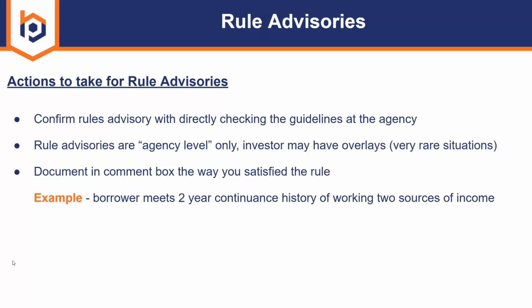Document in the comment box the way you satisfy this rule. For example, borrower meets 2-year continuance of history of working 2 sources of income. Like, where did you look to figure that out? The advisories are stored with the final income worksheet. That way, everybody in the future can see the underwriter's final decision thought process.